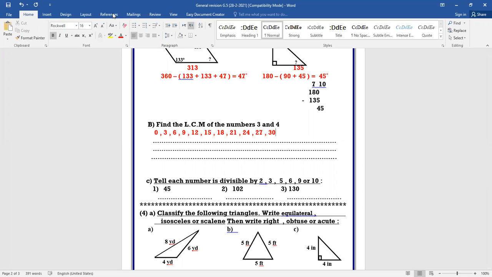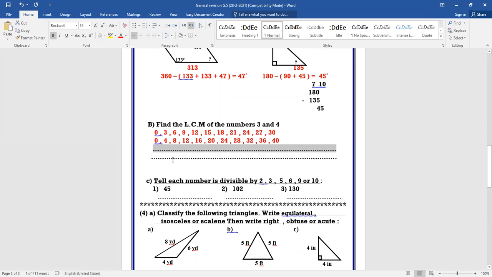Okay, now the multiples of 4: 0, 4, 8, 12, 16, 20, 24, 28, 32, 36, and 40.